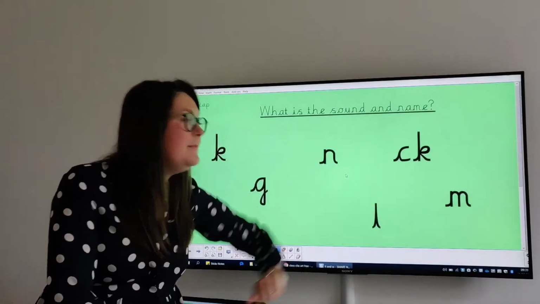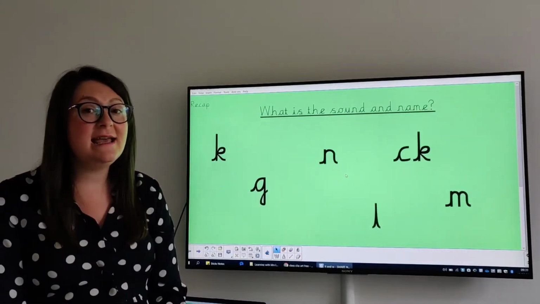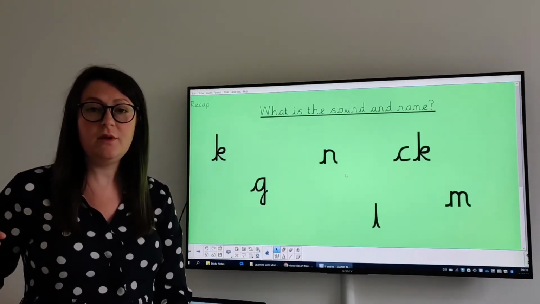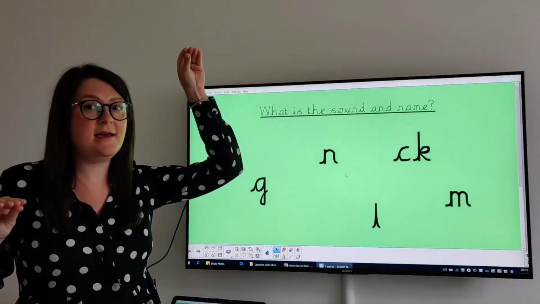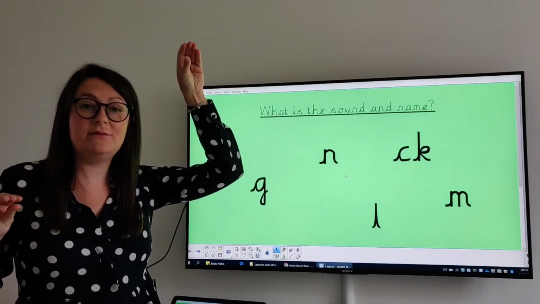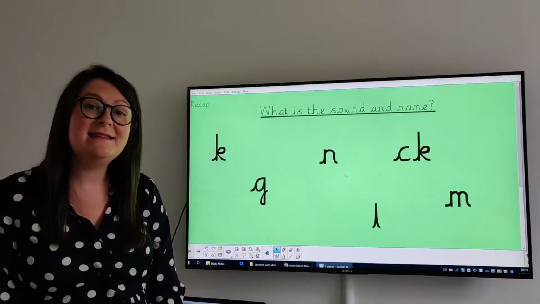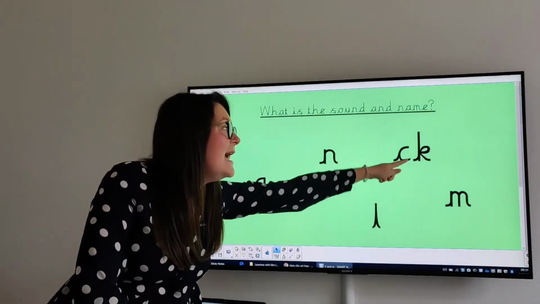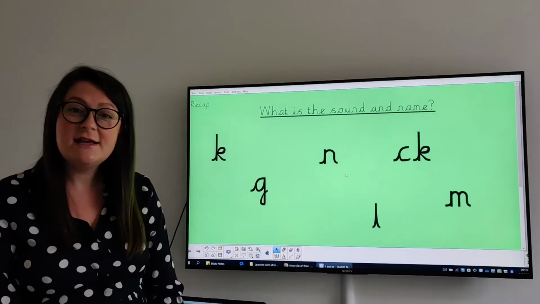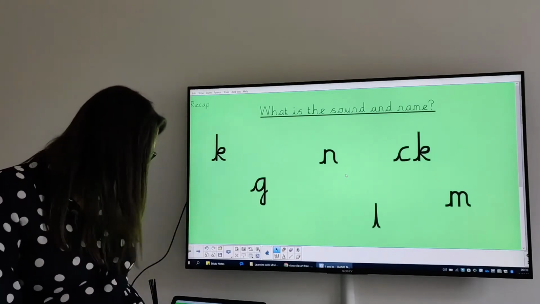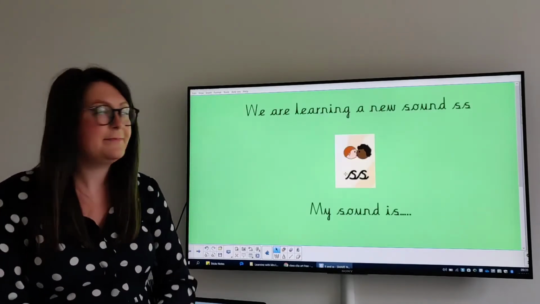And then this one, my sound is, can you remember what we do? We do a low K and a high K, because together they make the sound K, and it's made from the letters named C and K. Did you get all of those? Super if you did. If not, just keep practicing.